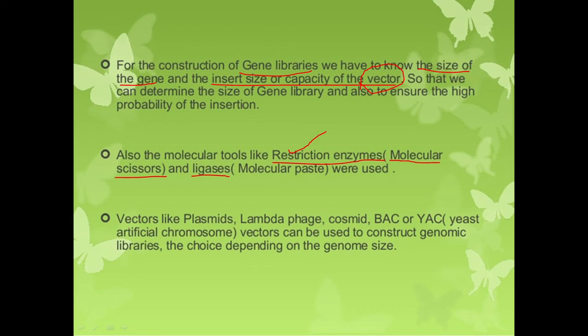Now another important thing which will be utilized in the preparation of this gene library is vectors. There are different types of vectors which are generally utilized in gene library construction. One is plasmid, another is lambda phage, cosmids, bacterial artificial chromosomes, and yeast artificial chromosomes. It is nothing but, we can say, the extra chromosomal parts of the different organisms that are used as a vector to construct the genomic library.